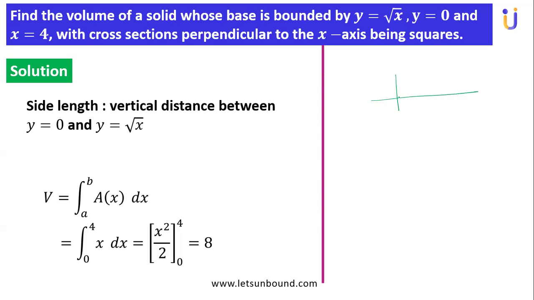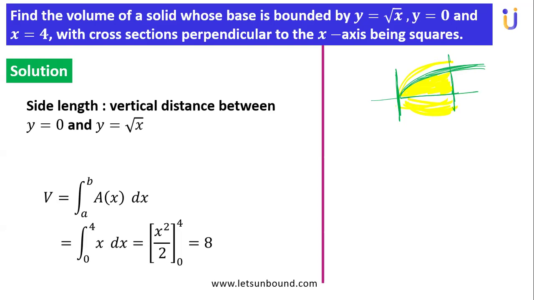So y is equal to root x is something like this. y equal to 0 is the x-axis. Then x is equal to 4, somewhere over here. This is your base. Okay, let me shade it. This is your base and you're going to rotate it along the x-axis. If you rotate this slice, it will form a nice kind of bowl thing. Okay, so that is the volume that has been made.